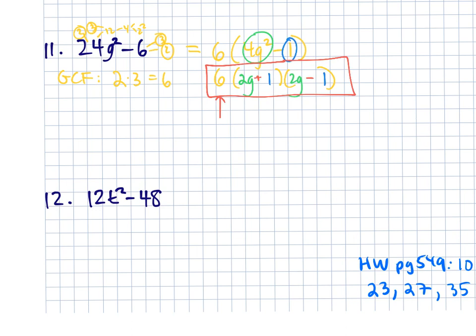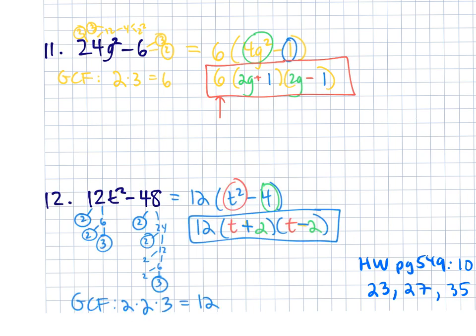Okay, so try number 12. It's going to be similar. Factor out the GCF. If you're left with two perfect squares being subtracted from each other, called a difference of two squares, you can use your shortcut to find the solution. Press pause and check back.